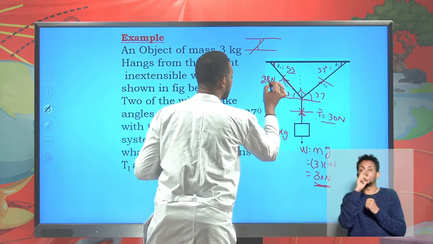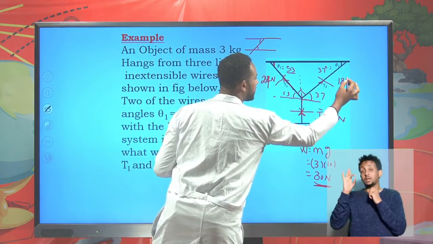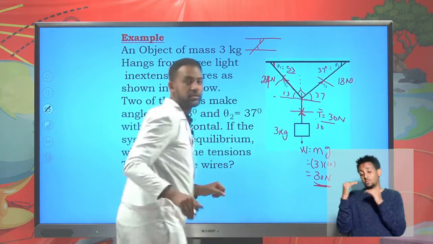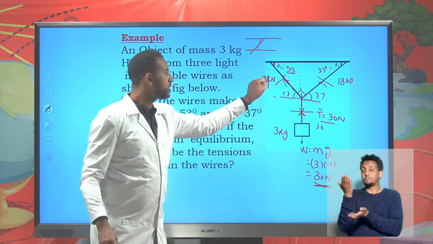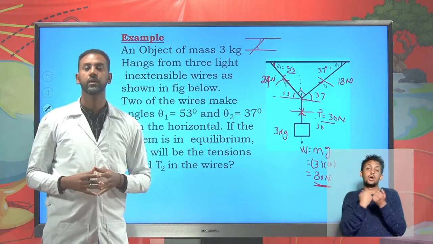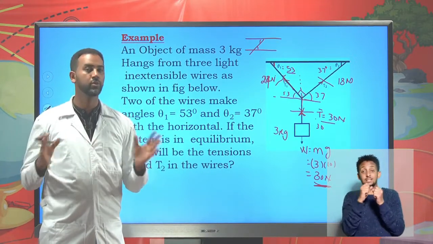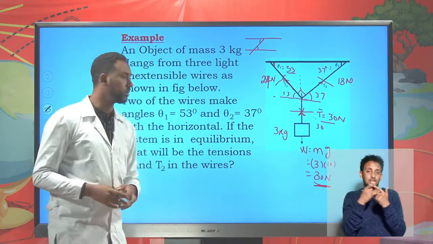This one carries 24 Newton, this one carries 18 Newton, and this one carries 30 Newton to balance this system. So this system is balanced due to the tension exerted on each cord. This is how we solve a mass string system. On a mass string system, the first condition is enough. So far we haven't seen the second condition of equilibrium.